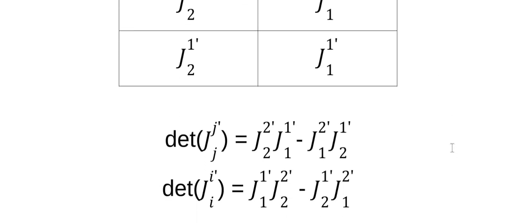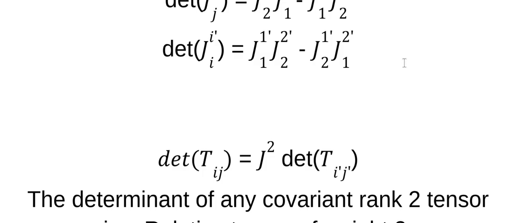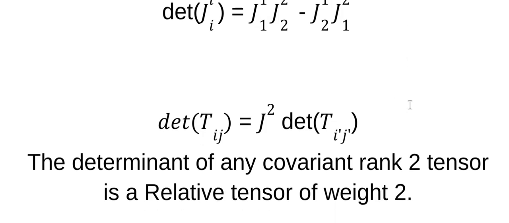Let's put them together. Since the order of multiplication doesn't matter, this is the same as that, that's the same as that, this is the same as that, and that's the same as that. So it's true. They are the same, right? So we just wind up with the determinant of this tensor is equal to J squared times the determinant of that tensor, because each one of these is equal to J, yes? So the determinant of a covariant rank 2 tensor is a relative tensor of weight 2.